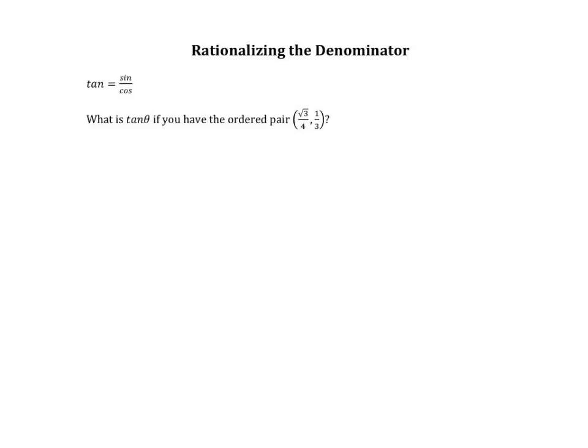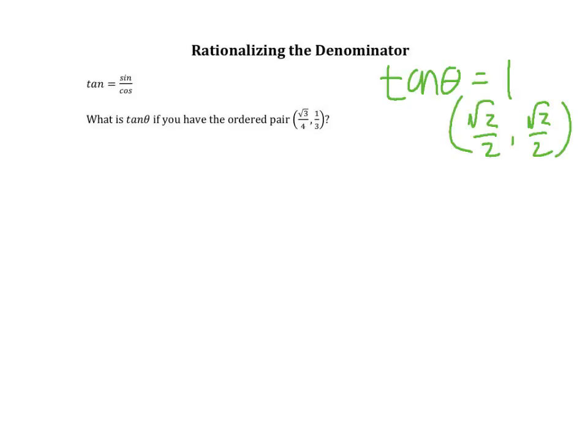In this lecture, we are going to talk about finding tangent theta if you have the ordered pair square root of 3 over 4, comma 1/3. Now, we have talked about when tan of theta equals 1. Then we know that our sine and cosine are going to be square root of 2 over 2, comma square root of 2 over 2. But what if the ordered pair is a bit different? How do you find the tangent?